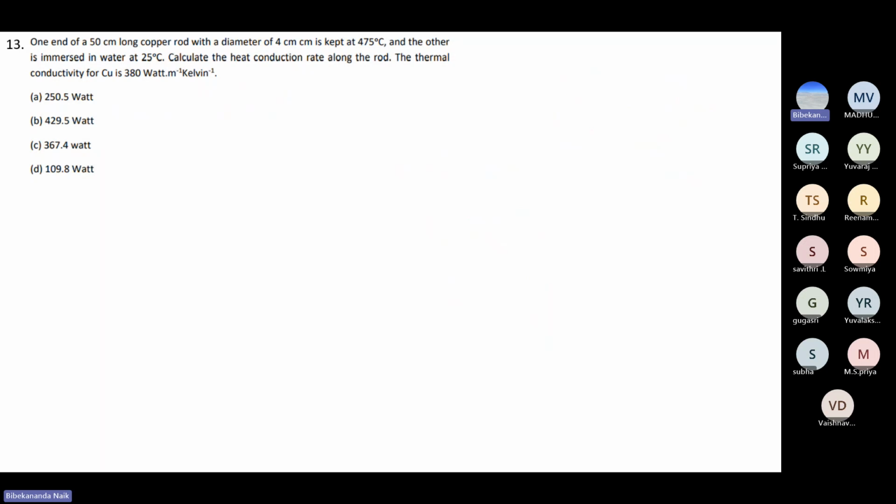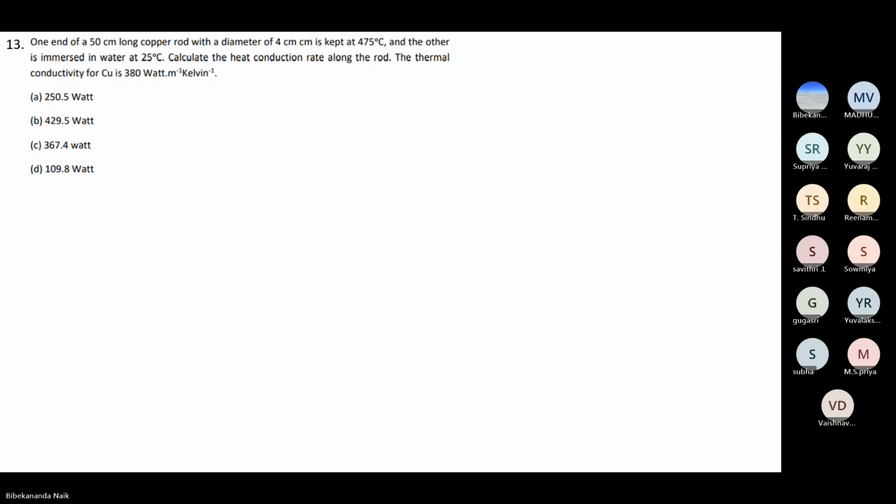Okay, so next question. The question says one end of a 50 centimeter long copper rod with a diameter of 4 centimeter is kept at 475 degrees Celsius, and the other is immersed in water at 25 degrees Celsius. Calculate the heat conduction rate along the rod. The thermal conductivity of copper is 380 watt per meter Kelvin.